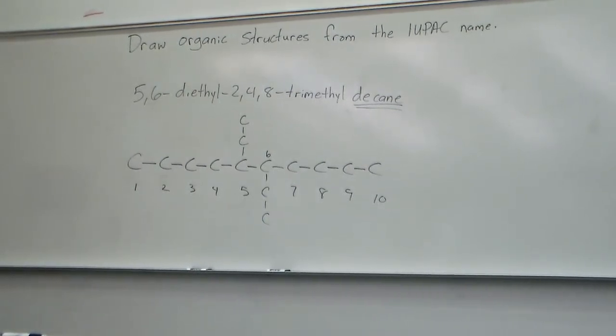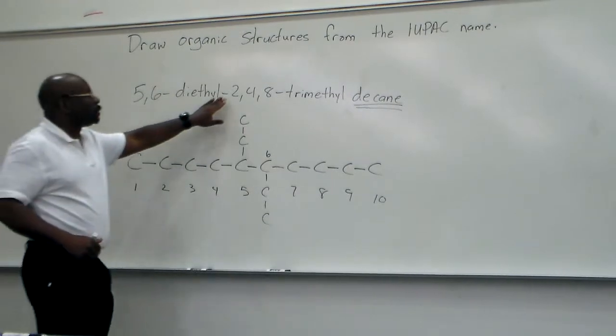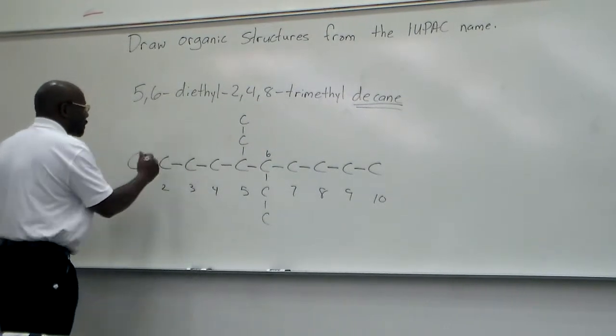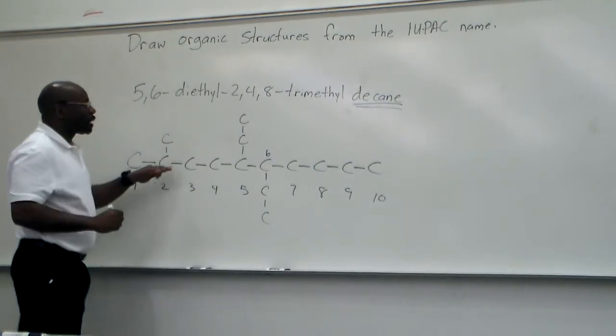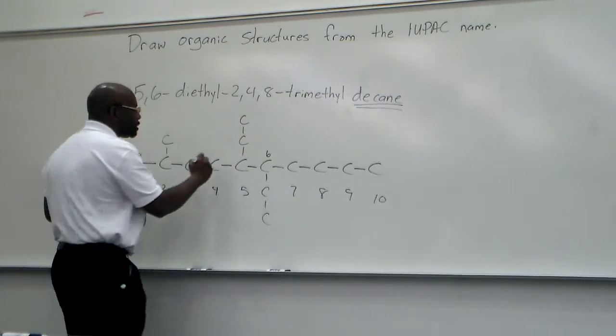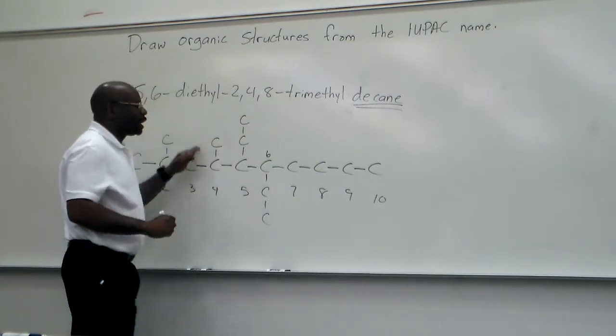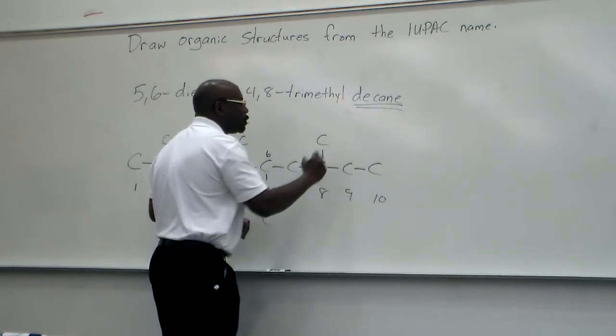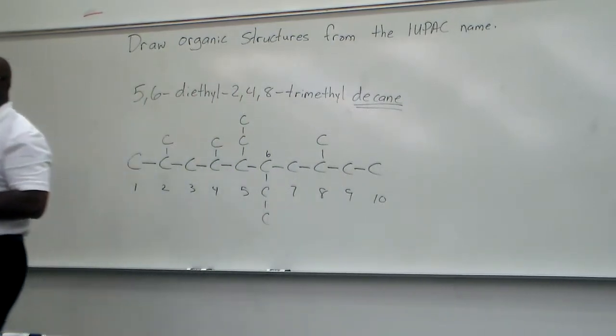Now on carbon number 2, I have a 1 carbon atom group, which is a methyl. On carbon number 4, I have a 1 carbon atom group, which is a methyl. And on carbon number 8, I also have a 1 carbon atom group, which is a methyl.